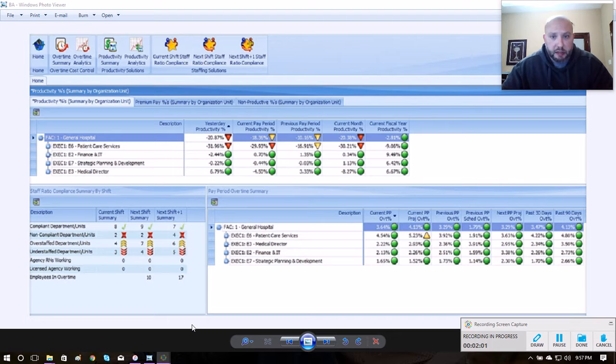Within there, we're looking at the measures. Let's take productivity: yesterday's to current pay period to previous pay period. For staffing, you're looking at the current shift to next shift to know how to better staff. For overtime, you're looking at different periods.